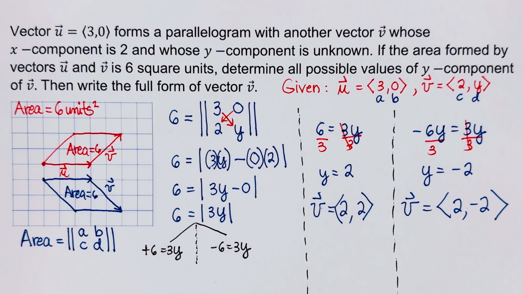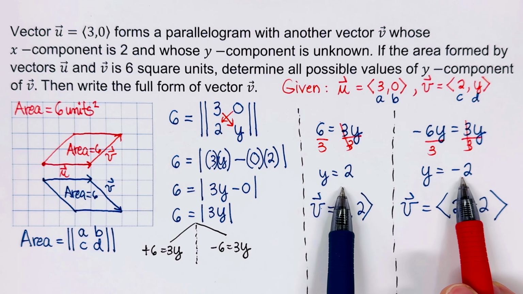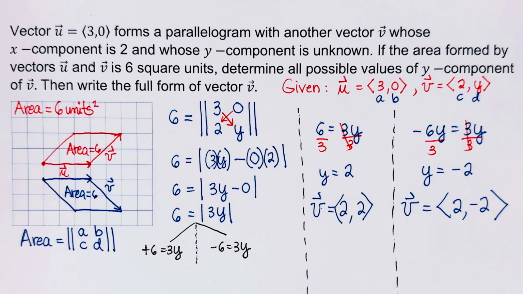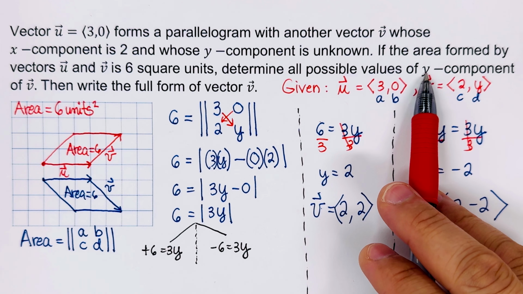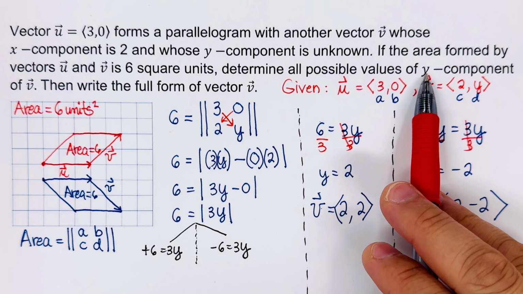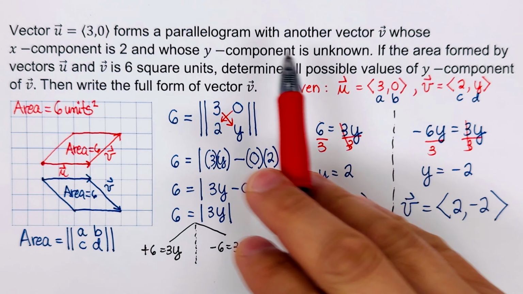So these are the 2 possible values of y such that we are able to form a parallelogram with an area of 6 square units. So that is how we solve for a missing y component on one of the vectors that forms a parallelogram.